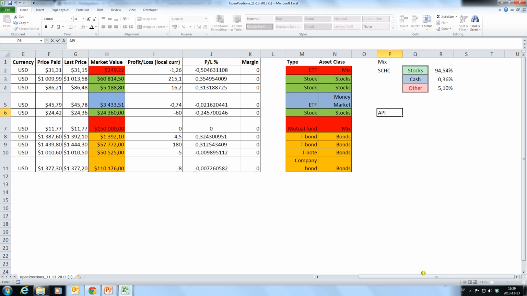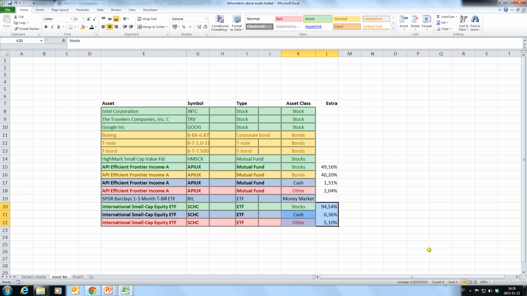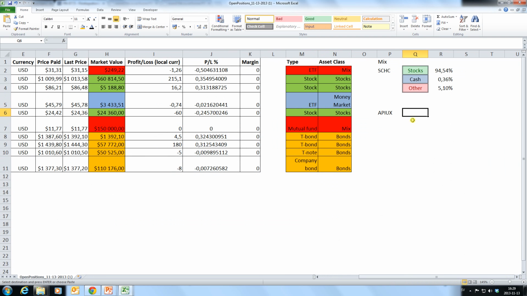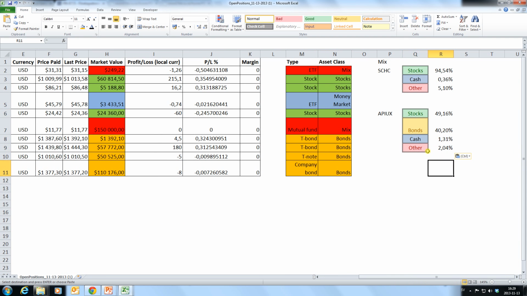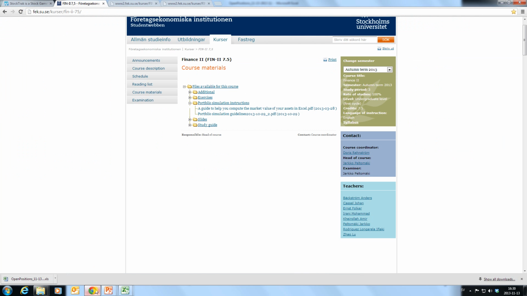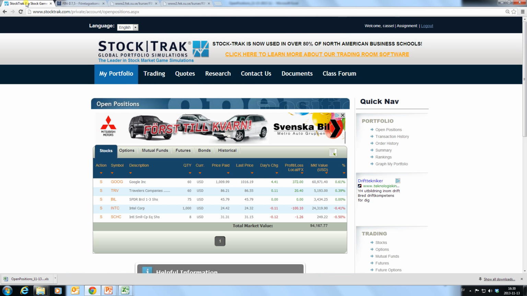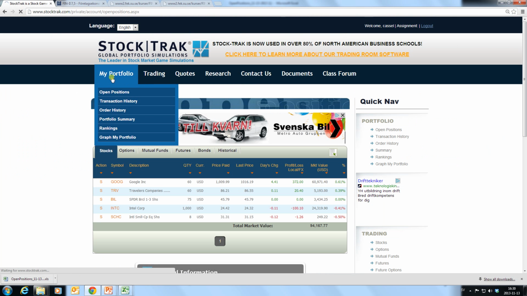So this was for SCHC, and then I also have for the APIUX. And again, I go here, I take the information I collected earlier, I copy it, and I insert it here. Alright, so now I'm actually almost done. There's just two more things I need to add before I can compute the total market value of stocks, the total market value of money market, and the total market value of bonds. Now I need to go back to stock track and go to my portfolio again.